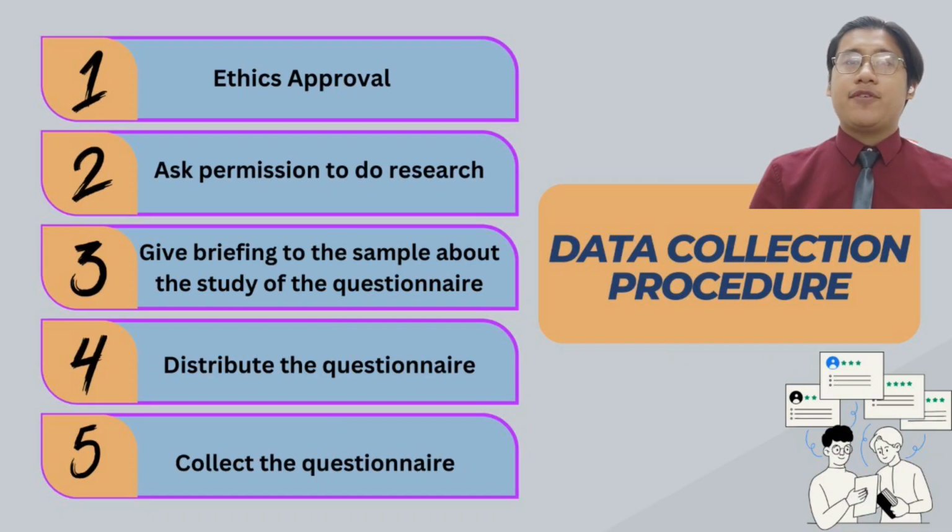Next is data collection procedure. Under data collection procedure there are five things. First is ethics approval, second is asking permission to do the research, third is giving a briefing to the sample about the study and the questionnaire, fourth is distributing the questionnaire, and fifth is collecting the questionnaire.